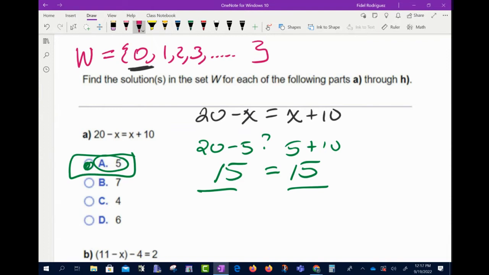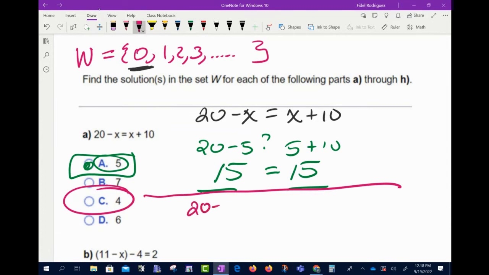I'm going to check one more just to show you, because sometimes people say, well, how do you know that 4 doesn't work? Well, if we were to check the number 4, we would say, okay, 20 take away 4 should be the same thing as 4 added to 10. So 20 take away 4 would give me 16. 4 and 10 would give me 14, and those numbers aren't the same, right? But that's sort of the idea that I'm doing here.